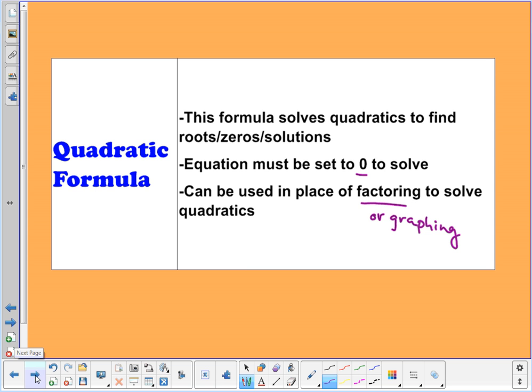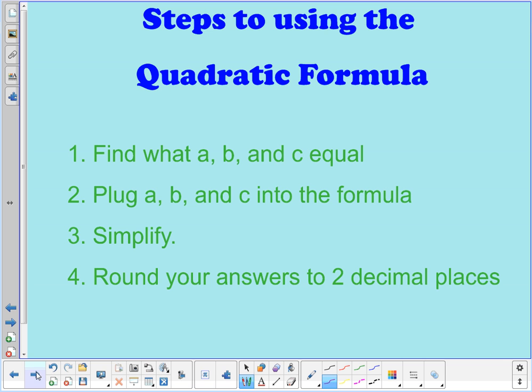All right, so now let's talk about how we use this bad boy. Solving with the quadratic formula really is kind of mindless. You find the a, the b, and the c. We all know how to do that. We plug our a, b, and c into the formula, and we simplify. Whatever our answers are, we're going to round them to 2 decimal places if they are decimal answers. Okay, this is really just simplifying an equation. It's a long equation, but it's just simplifying. It's really mindless. That's the nice part about this.